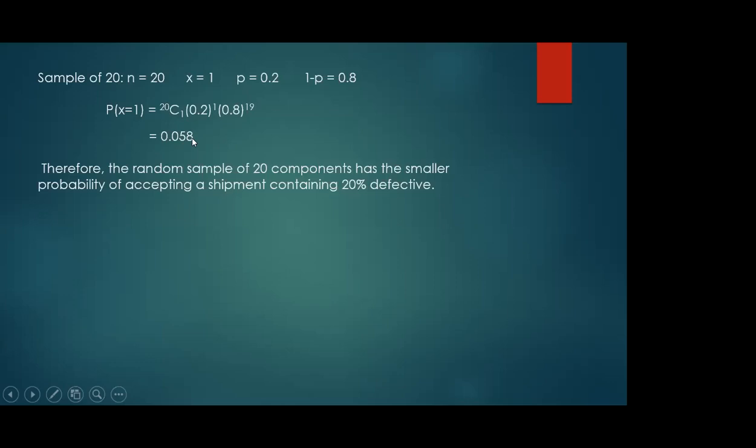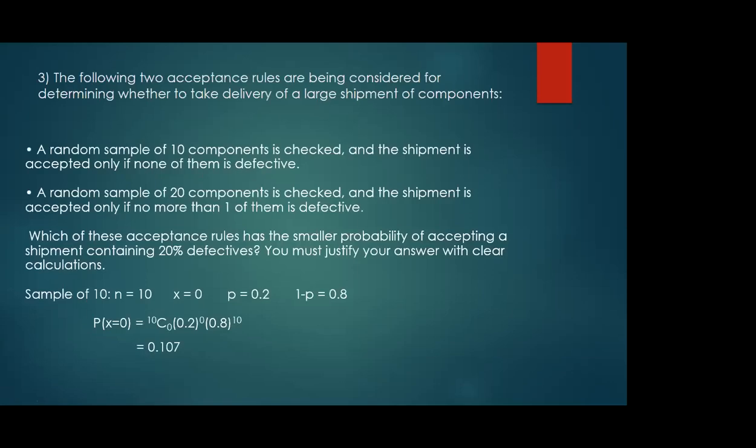So therefore, the random sample of 20 components has the smaller probability of accepting a shipment containing 20% defective. But remember, the question asks us to find the one with the smaller probability. So the one with the 20 components had the smaller probability.